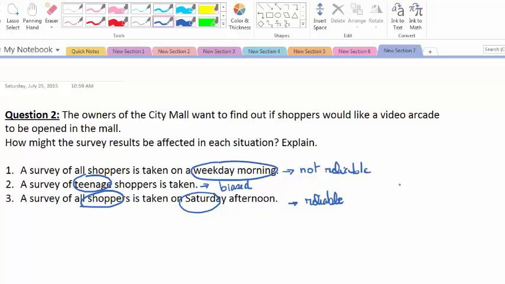So as you can see, this is how we can answer the question, and as I said, you have to mention the reason, not only if it's biased or reliable, and that's it. You have to say why. So you have to show with the keyword that because it's saying Saturday afternoon, that means all ages and genders. So you have to explain more and more.